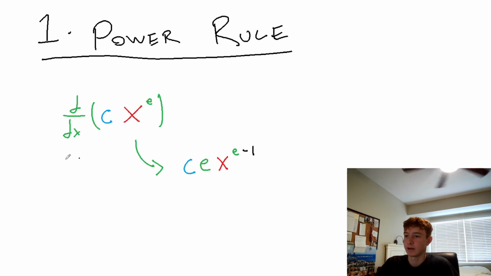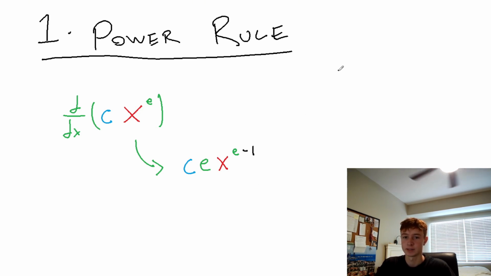If you have a function like this one, where you have a coefficient times a variable x to the power of e, when you take the derivative of this function, it's going to be the coefficient, which could be 1, 2, 3, 4, anything, times the exponent times x, or whatever variable it is, to the power of the original exponent minus 1.